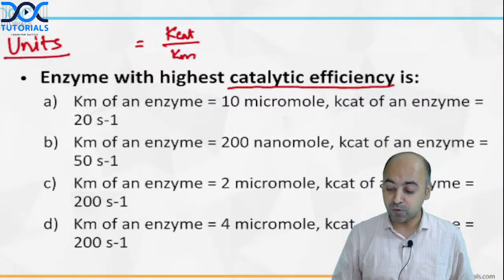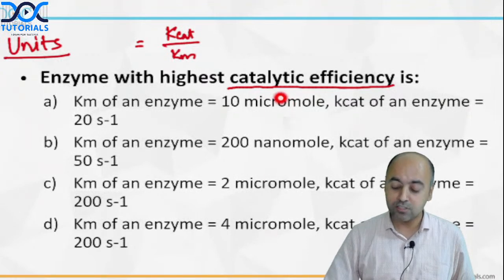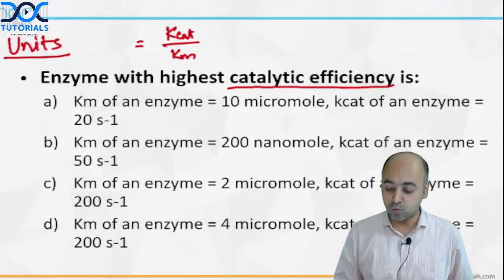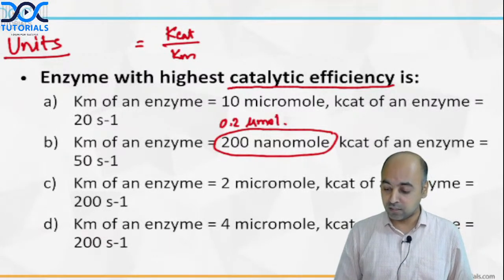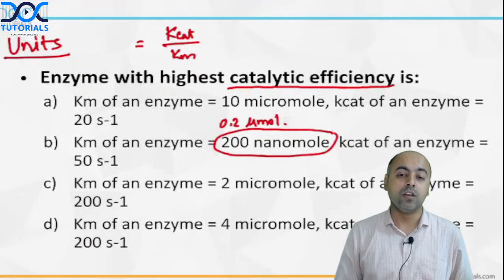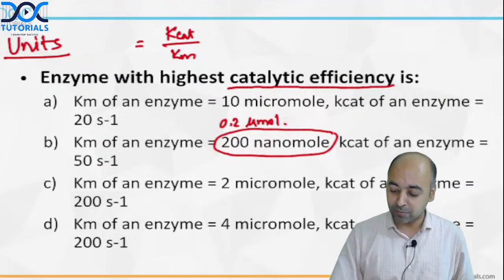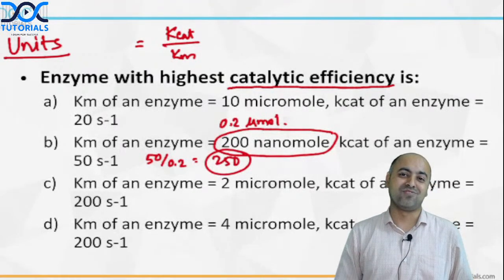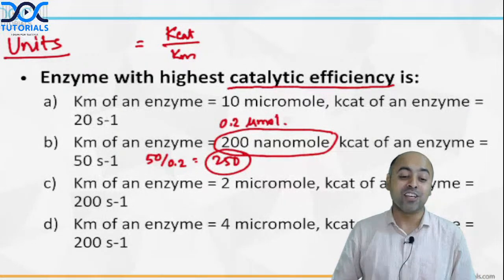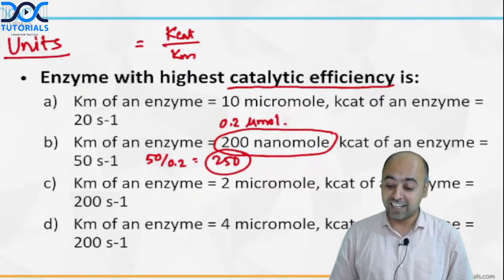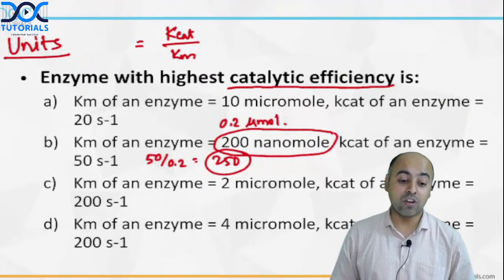So please note, first point, we have to make sure that the units in all the options are the same before you do the comparison. This means 200 nanomole is actually 0.2 micromole. And now when you do the calculations, what will happen? This value will become 50 divided by 0.2, which is 250, and this will come out to be the highest value. This was the trap that the examiners had put for the students, and a large number of students definitely made this mistake of ignoring the units.